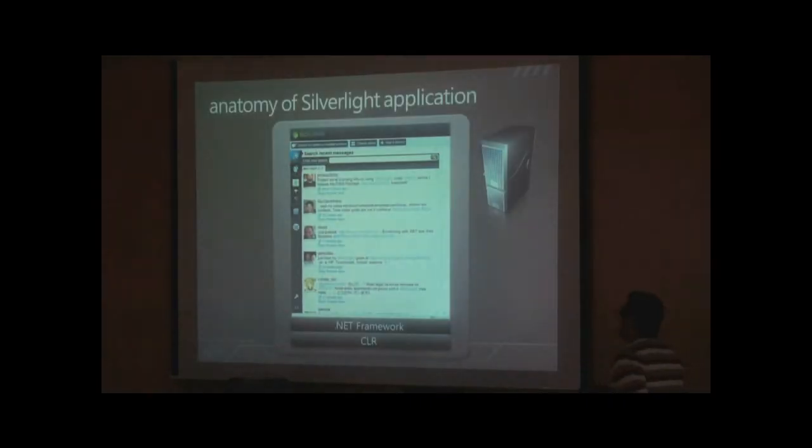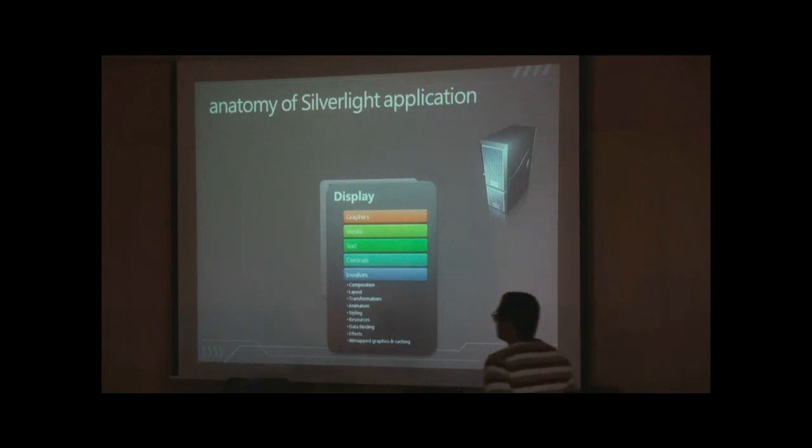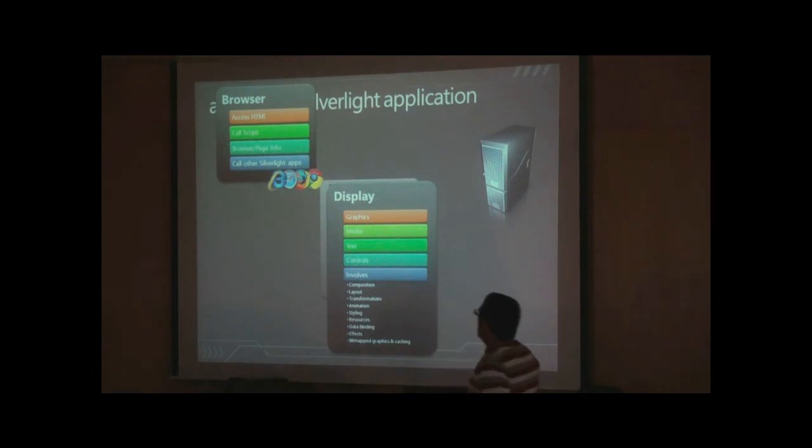So what can a Silverlight application do? Regarding the display features, you can work with graphics, media, and text. You have multiple built-in controls, like 30 plus controls. You can compose controls, have different layouts, perform transformation, animation, styling, and data binding, and you can apply special effects to your UI. Regarding the browser, you can interact with the browser, and you can access HTML elements from inside Silverlight.